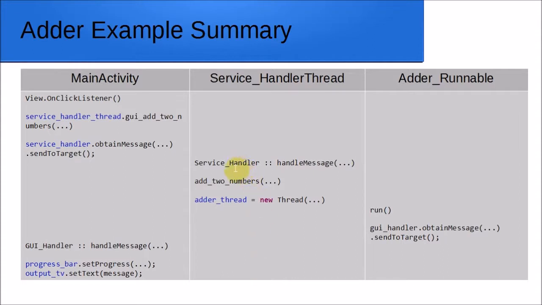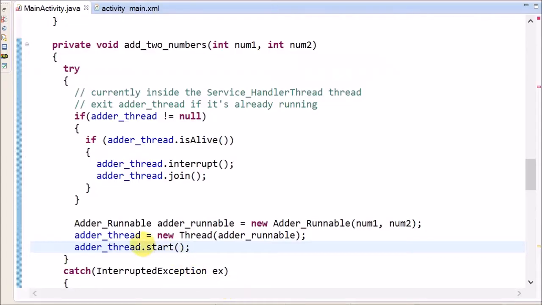Okay, so I handled the message. I saw the message IDs, add two numbers. So divert to this function, add two numbers, create a new thread. So that's why I just did new thread. New thread requires a new runnable. It also requires killing off the previous thread if it's still floating around, so to speak.